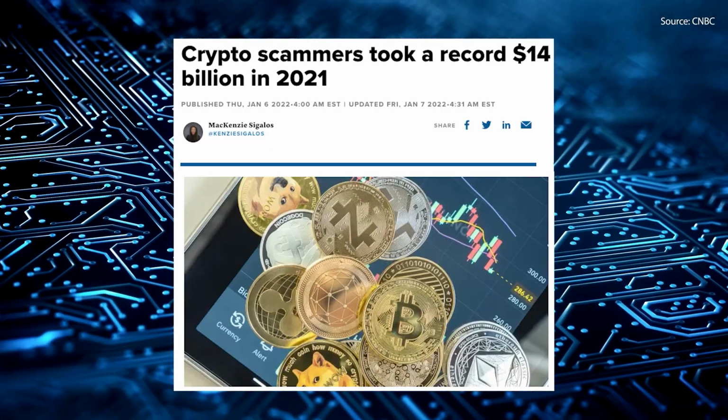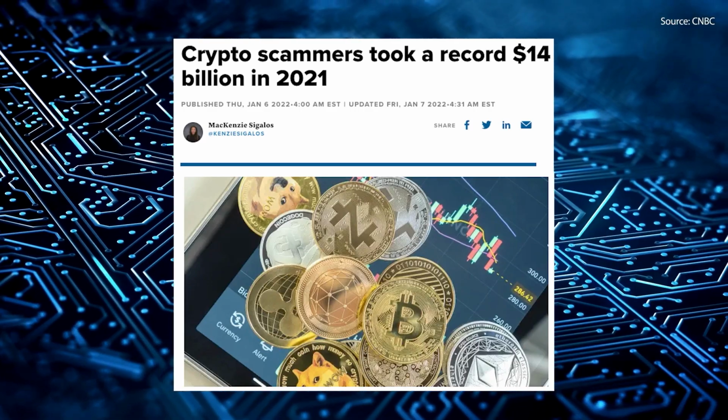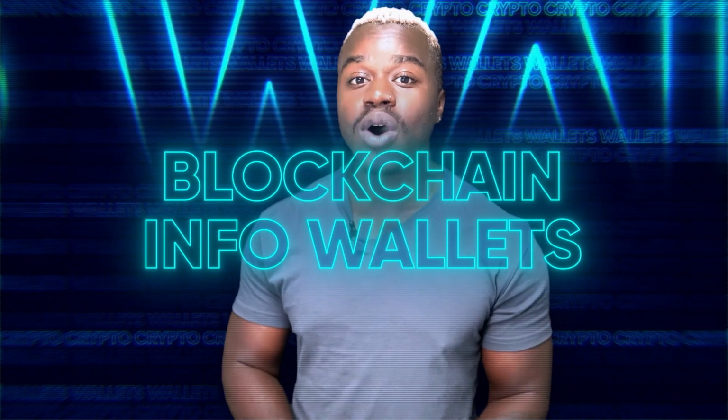Now let's talk about the software wallet stats. So according to Chainalysis, in 2021, hackers stole over $14 billion. That's an increase of 80% from 2020. And some of the most common types of attacks included breaches of exchanges and blockchain info wallets. Since 2020, cryptocurrency attacks on software wallets have increased by over 500%.